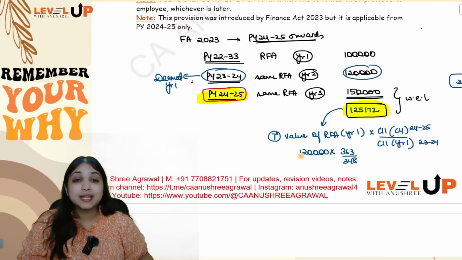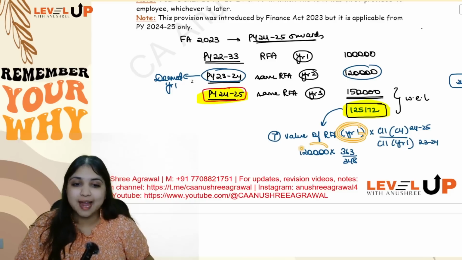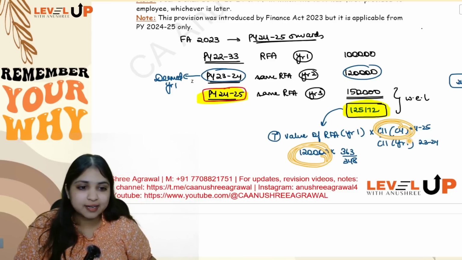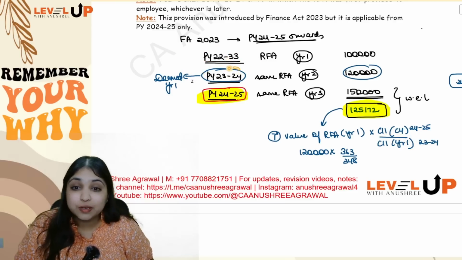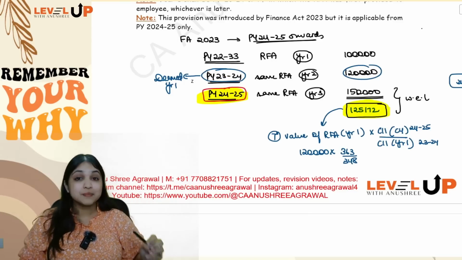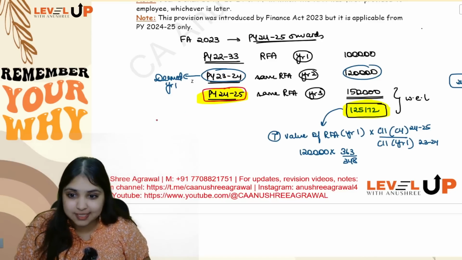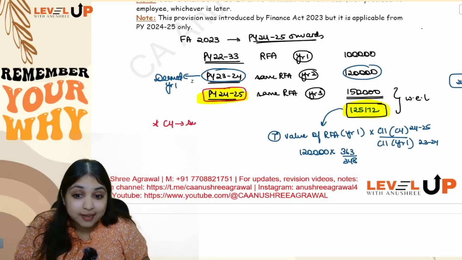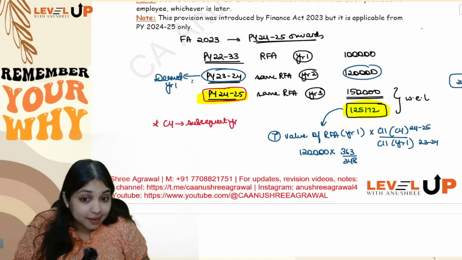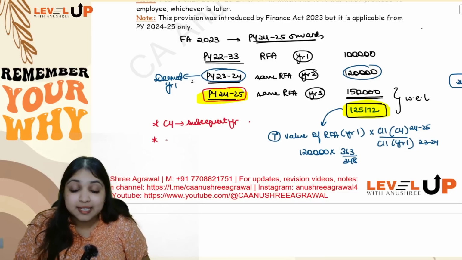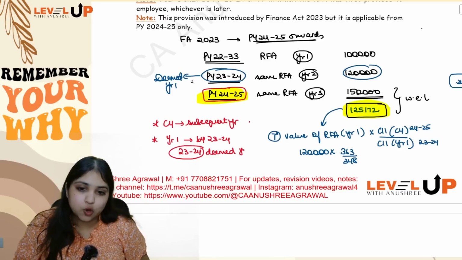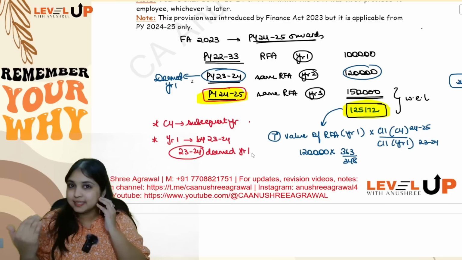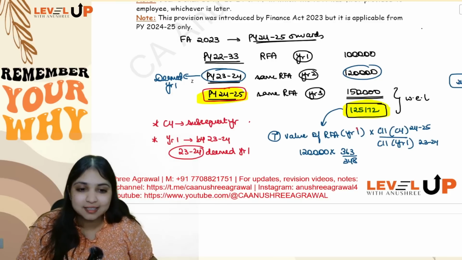What is the indexation drama? You will see in year 1 what was the taxable value of RFA, multiply that by CII of current year by CII of year 1. But if year 1 happens to be before 23-24, then you will assume that 23-24 is your year 1. So there are two important things to remember about this calculation. This calculation you will do only if the current year is a subsequent year for that same RFA. And point number 2, if your year 1 happens to be before 23-24, in that case 23-24 will be deemed to be your year 1. Okay, that's all simple. You simply have to index the year 1 number.